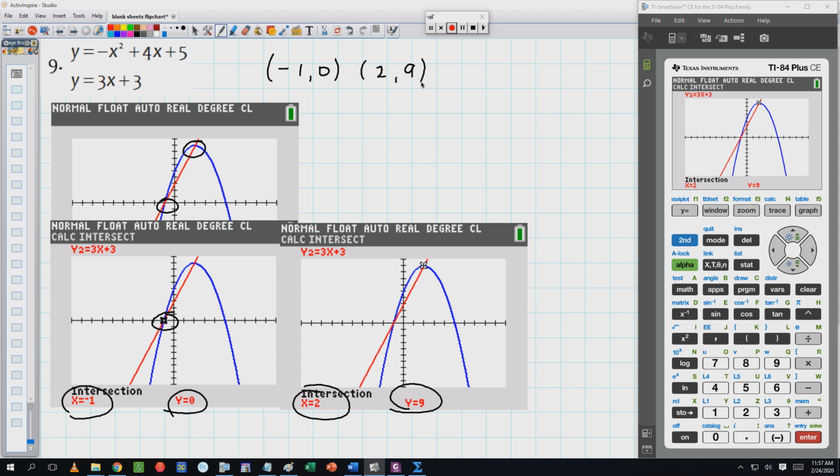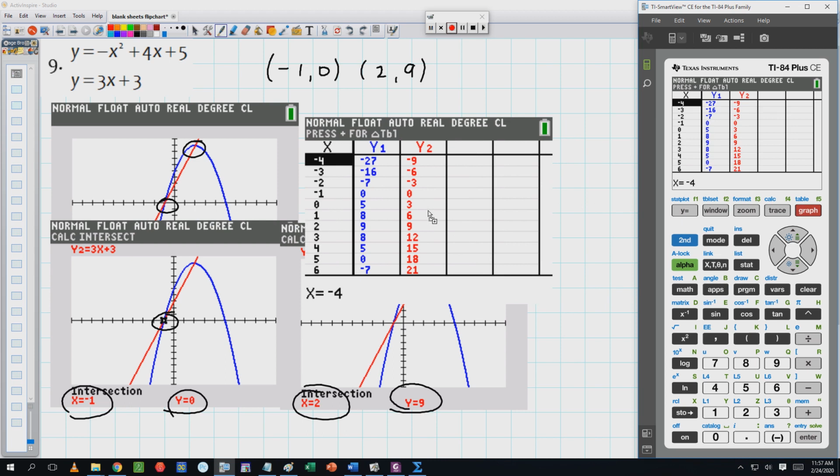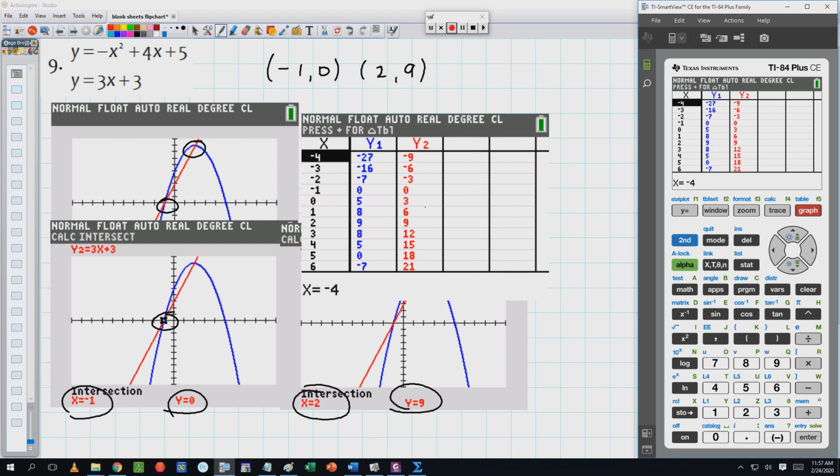Now another way of doing it is to go to your table. You're looking for 2 answers. And what you want to look for in your table is any time you see the same y twice, there and there. So 1, 0 and 2, 9. That's how you do it. Use your graphing calculator.